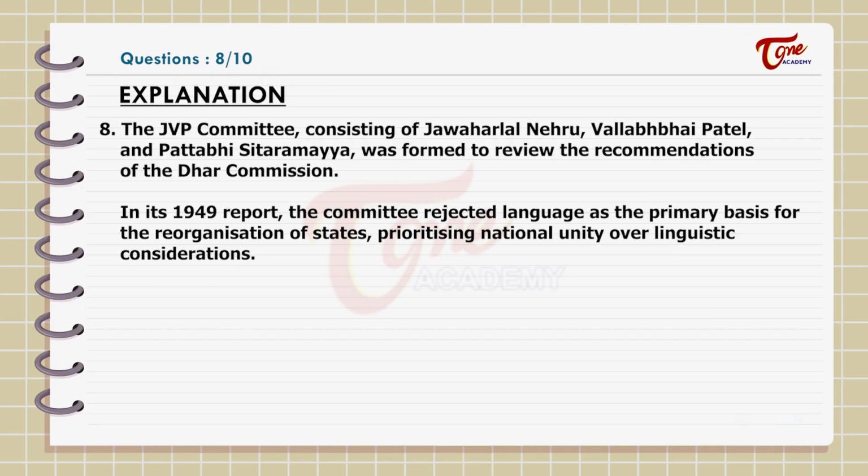The JVP committee, consisting of Jawaharlal Nehru, Vallabhbhai Patel and Pattabhi Sitaramayya, was formed to review the recommendations of the Dhar Commission. In its 1949 report, the committee rejected language as the primary basis for the reorganization of states, prioritizing national unity over linguistic considerations.